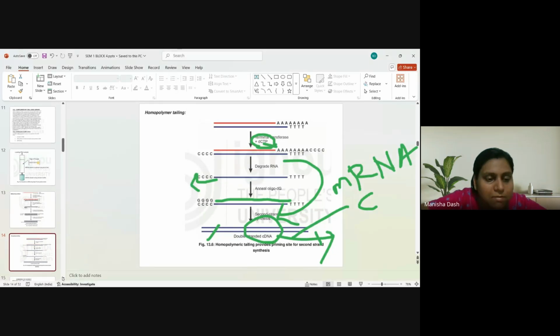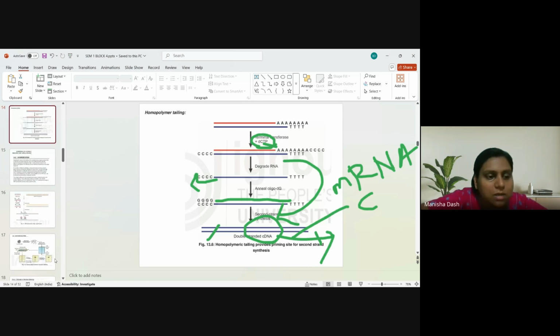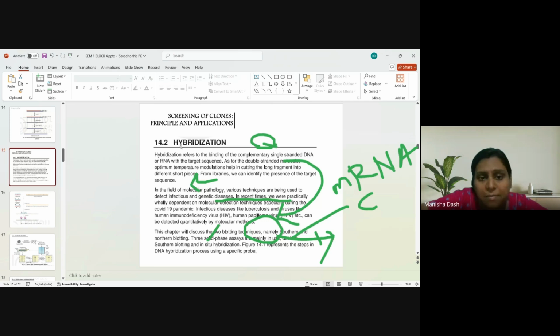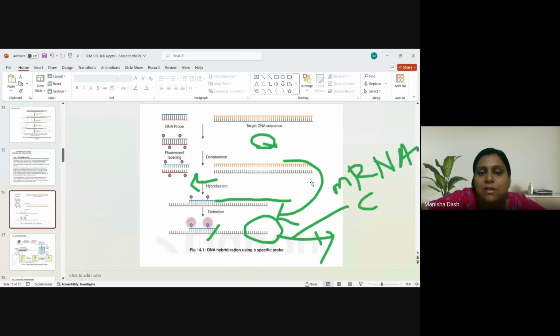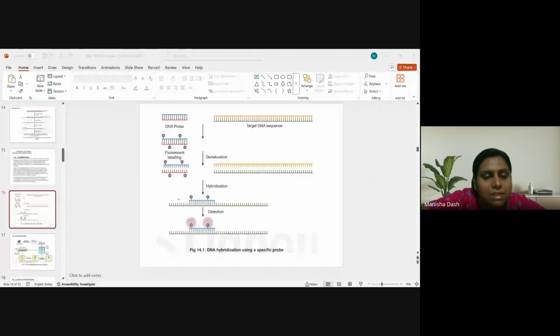Next, we have hybridization, the screening process that we already saw. Let's see once again the probe I was telling you about. What is a probe, and how exactly is it used to screen the gene of your interest? Here you can observe how the technique is done. This is the DNA probe. A probe is a short fragment of DNA, but you already know the sequence of this DNA.